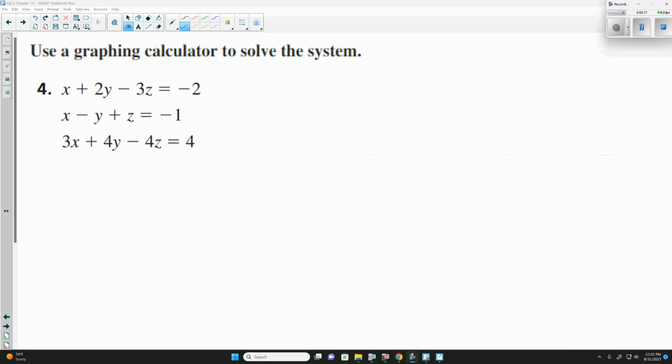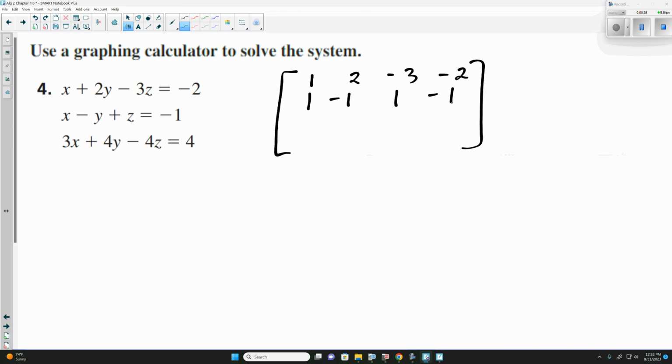Now, whenever we type these into the graphing calculator, the first thing we need to do is write it as an augmented matrix. So going across the top, our first row would be, next one would be, and the last one would be, and our dimensions would be a 3 by 4. Any questions on how we made the augmented matrix?